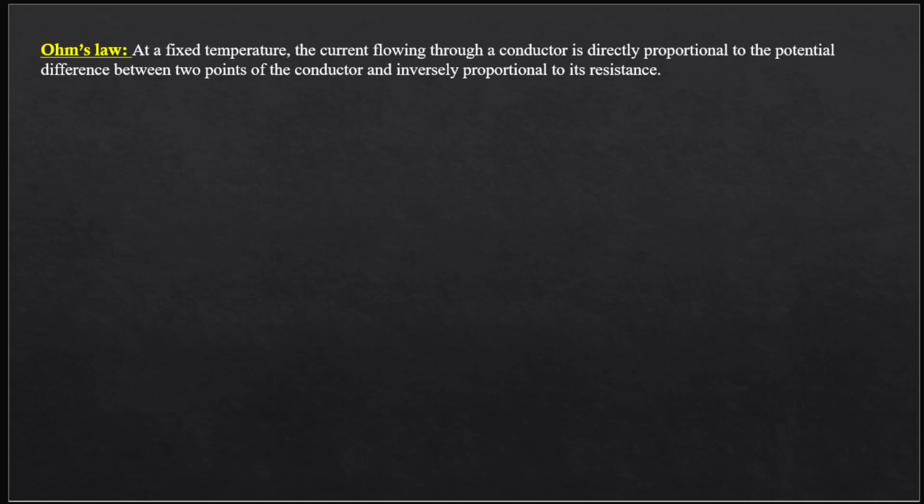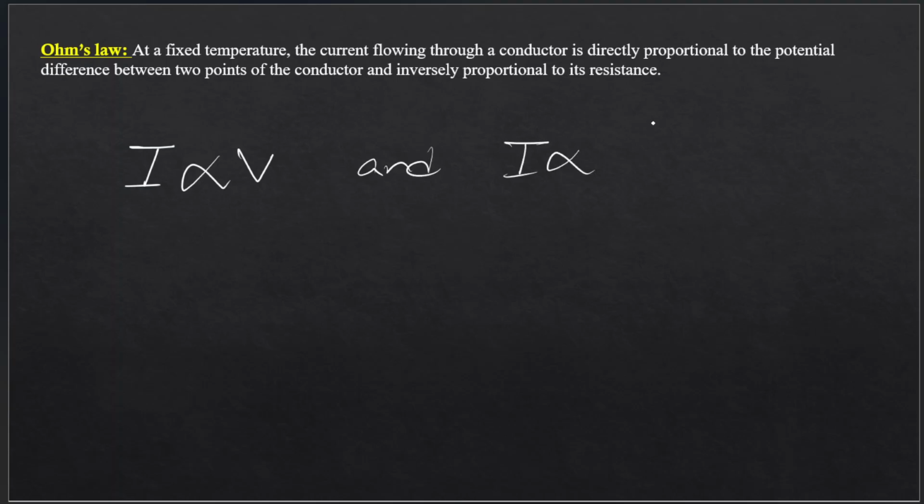Okay, let's start with Ohm's law. The statement of Ohm's law is: at a fixed temperature, the current flowing through a conductor is directly proportional to the potential difference between two points of the conductor and inversely proportional to its resistance. So in mathematical terms, I is proportional to V and I is inversely proportional to resistance.